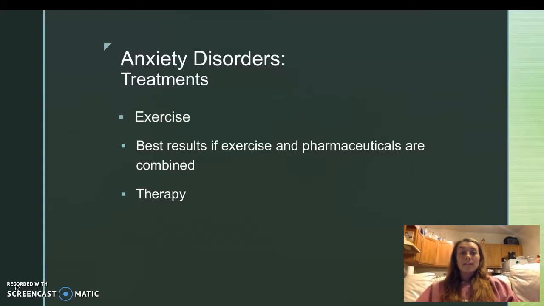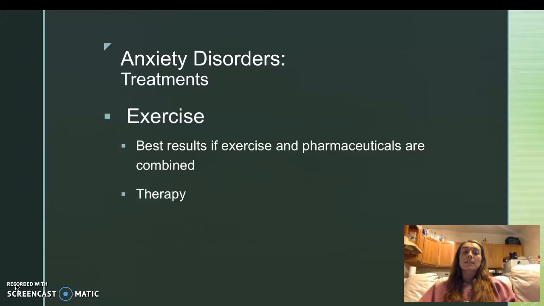Other treatments for anxiety disorders. Exercise is one of the most important things for someone with an anxiety disorder. However, best results are obtained if exercise and pharmaceuticals are combined. There are also many different types of therapies with a counselor, or with anyone who can help, which are proven to really help people with anxiety disorders.